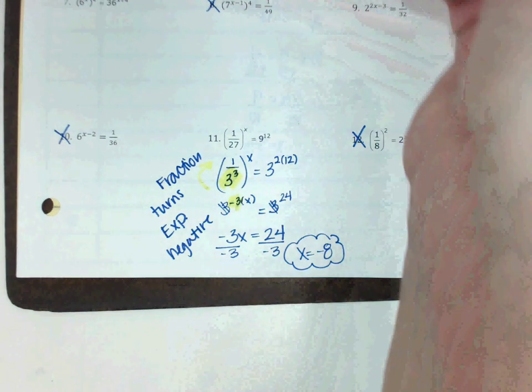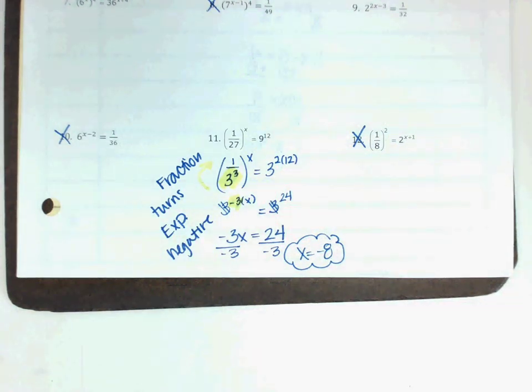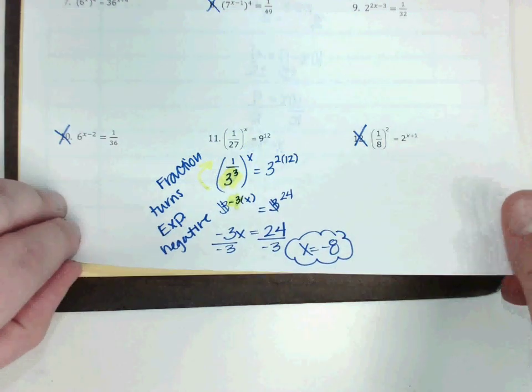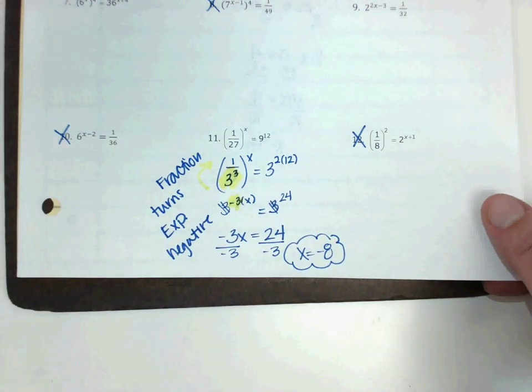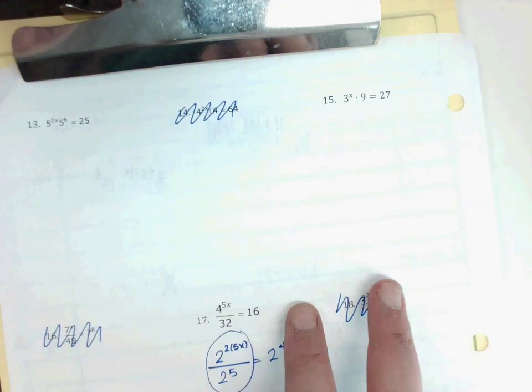Alright, you have what? 1, 2, 3, 4, 5. You have like 7 problems left. Yes? Let me look at it. Are y'all good on 11? You said 13?